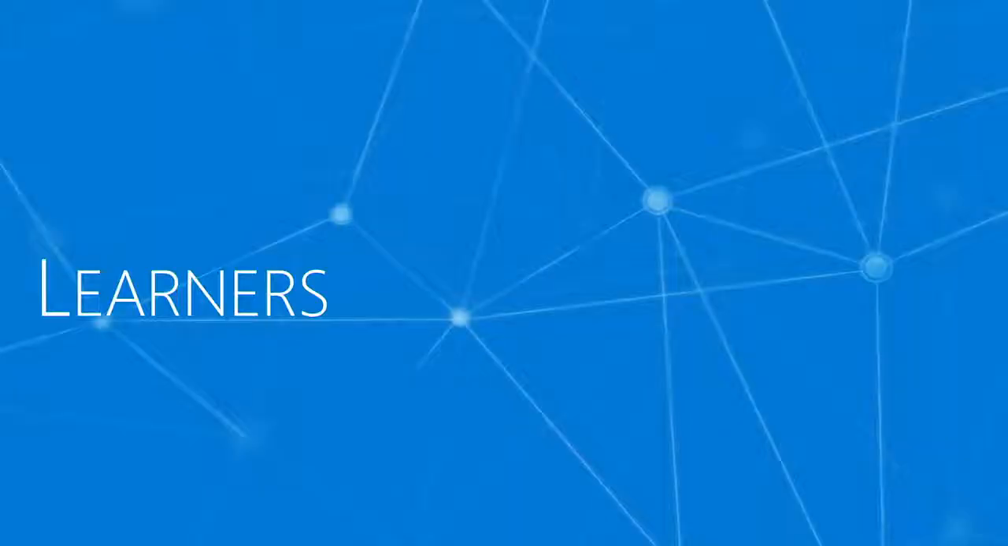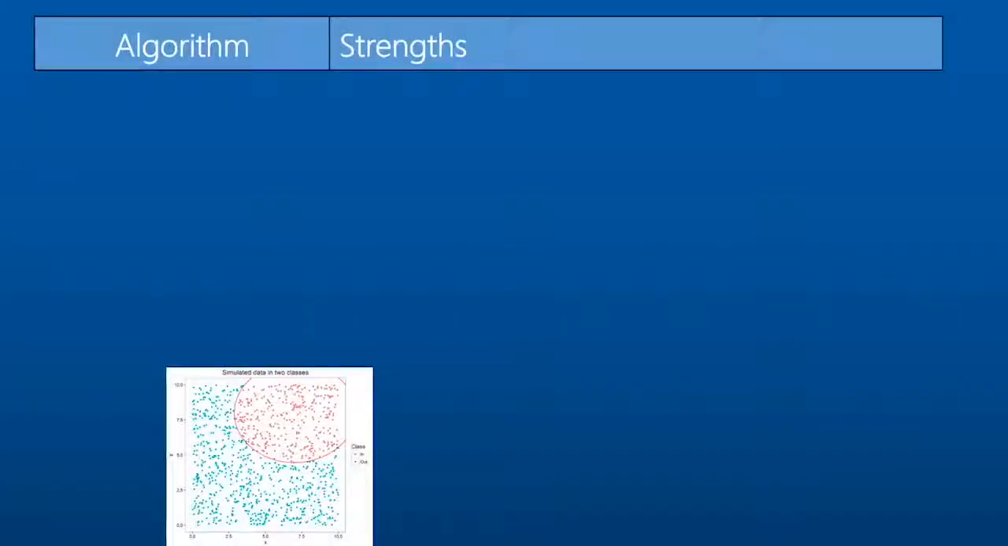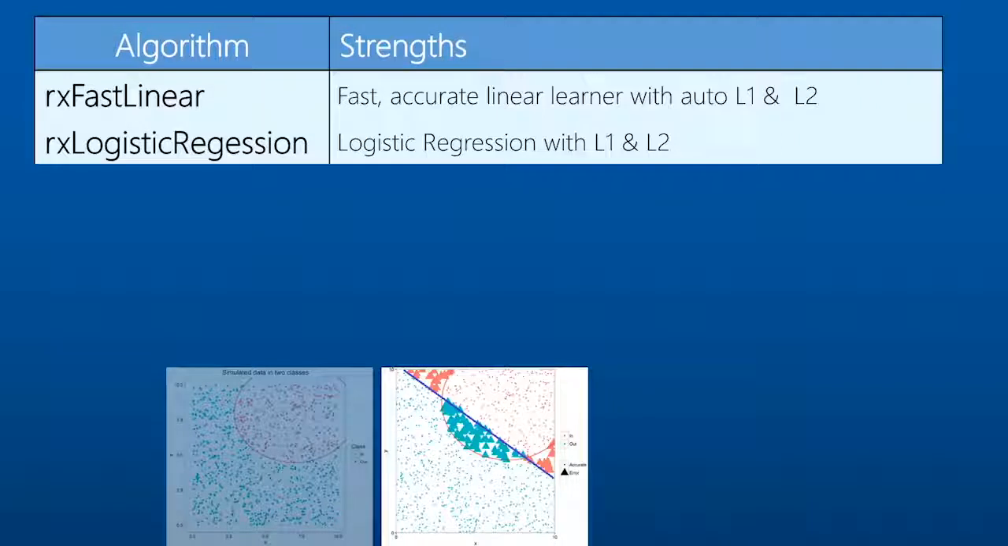All right, let's talk about the learners that we have. Imagine that you have a problem where you're trying to separate two classes. In this picture, they're represented in red and blue color. What you could do is draw a line between them, try to fit that line as best as you could to separate them. And that's what linear learners do. We have two of them: fast linear and logistic regression. They also support regularization, called L1 and L2, which produces more accurate models that are more resistant to overfitting. They're very fast to train, the models are very simple, and they can scale to a large amount of data.